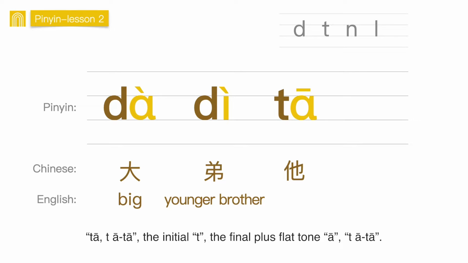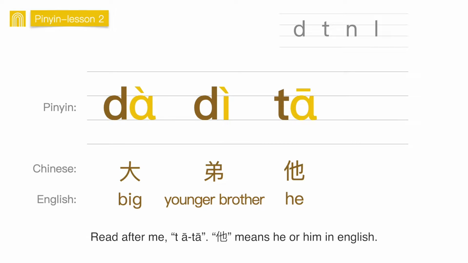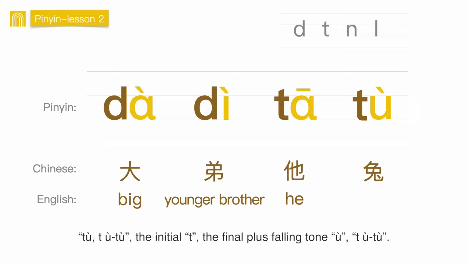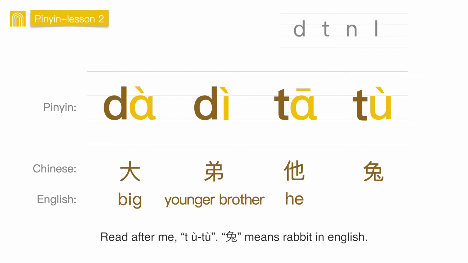T, A, Ta. The initial, T. The final plus flat tone, A. T, A, Ta. Read after me. T, A, Ta. Ta means he or him in English. T, U, Tu. The initial, T. The final plus falling tone, U. T, U, Tu. Read after me. T, U, Tu. Tu means rabbit in English.